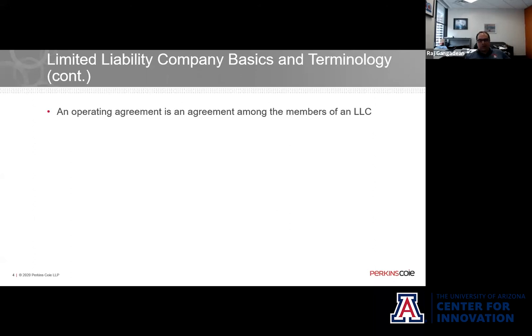So an operating agreement is an agreement among the members of an LLC. So if you have 3 people who own an LLC, those are going to be the parties to the operating agreement.